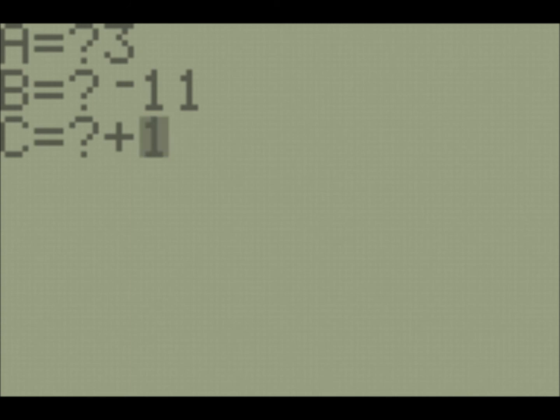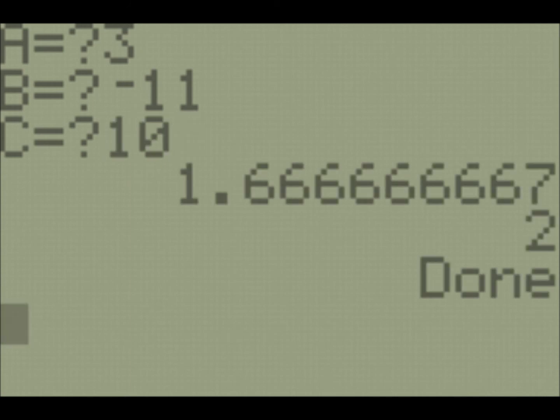Let's try it on a little bit more difficult input. So let's do 3x squared minus 11x plus 10. And we get 1.6 repeating and 2. And we know that 1.6 repeating is the same thing as 5/3.